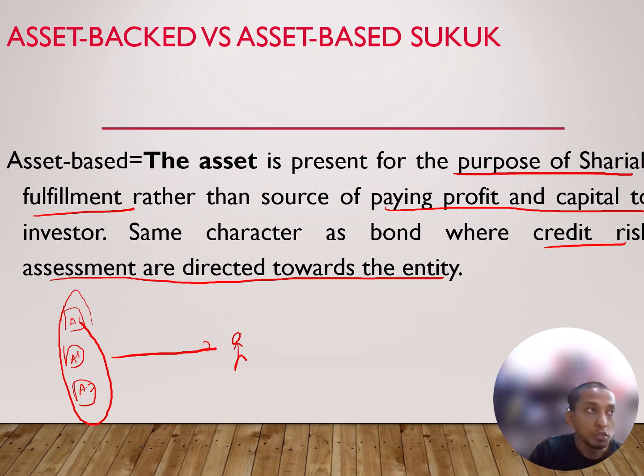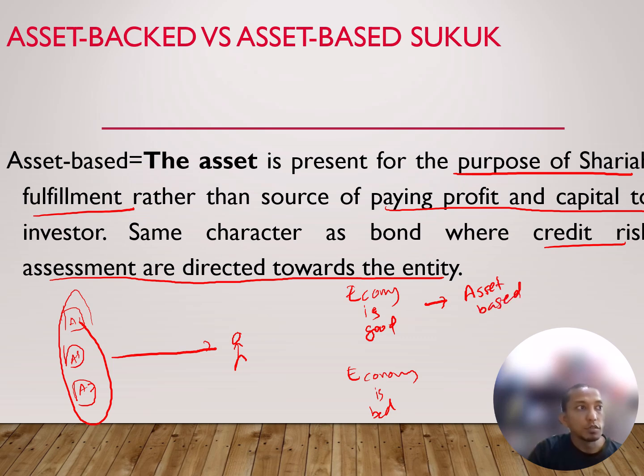So normally there are two situations, as the question mentions: if the economy is good, and if the economy is bad. If the economy is good, which sukuk can you consider? If the economy is good, everything is good, overall is good, you can consider asset-based sukuk, because the overall company performance is good. But if the economy is bad, please consider asset-backed sukuk because it is more stable and better.